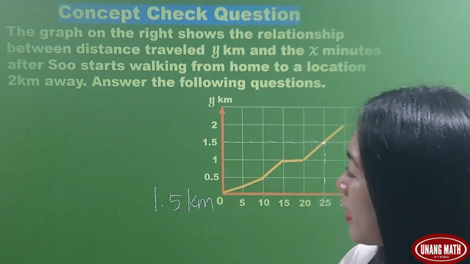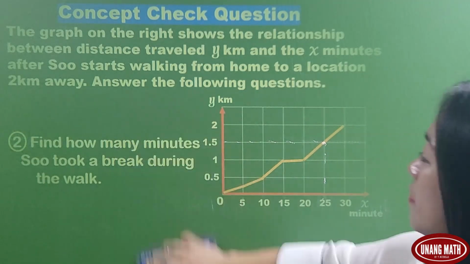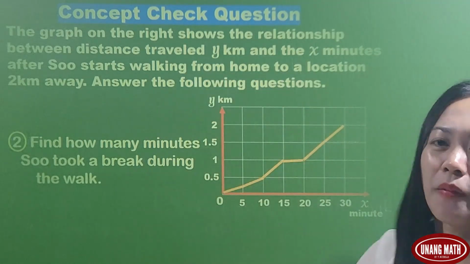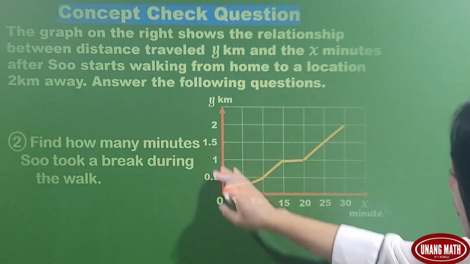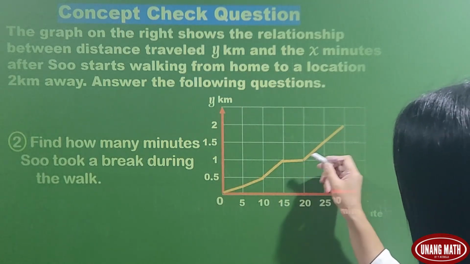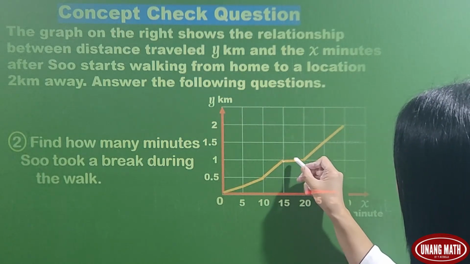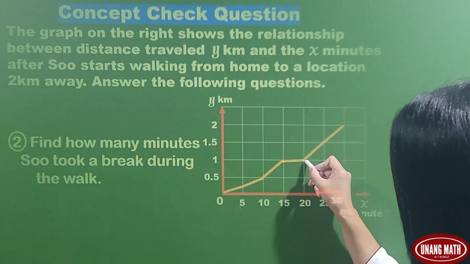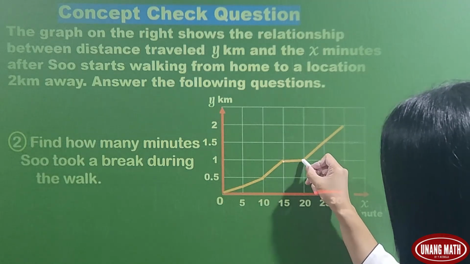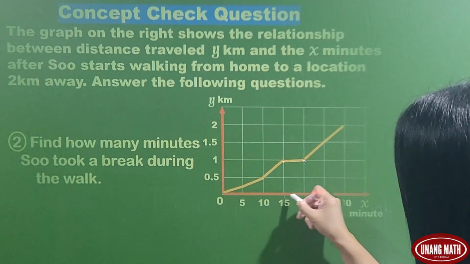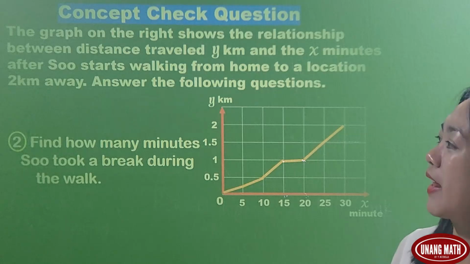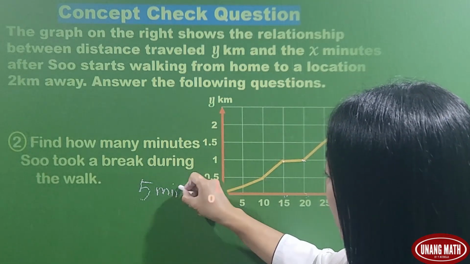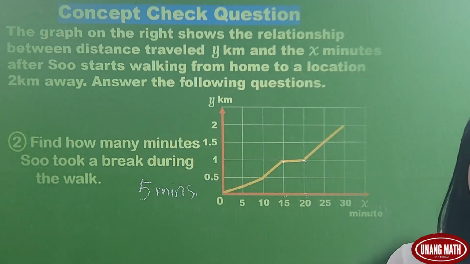Okay, what about the second question? Okay, find how many minutes Sue took a break during the walk. Okay, if you're going to take a look at this graph, there is a point wherein the distance did not change. That is from this point up to this point. And how many minutes from here up to here? So 15 to 20, that is 5 minutes. So that means Sue took a break for 5 minutes.